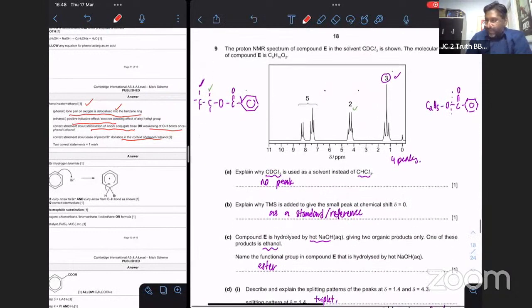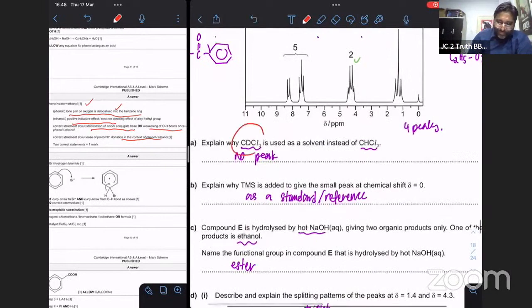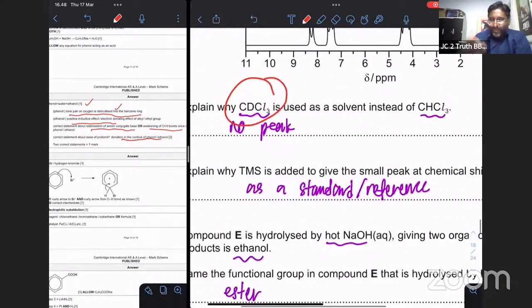Okay, let's move on. Question number 9, I believe the last question. Now the proton NMR spectrum of compound E is given in CDCl3. I think this question asks directly: why is CDCl3 used as a solvent? This one we answered last time. Why is CDCl3 used instead of CHCl3?